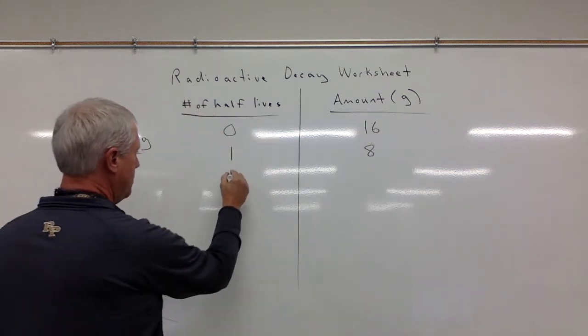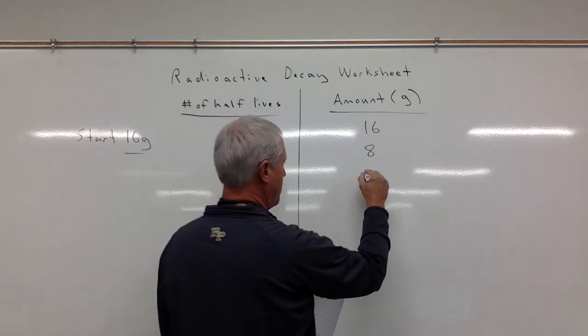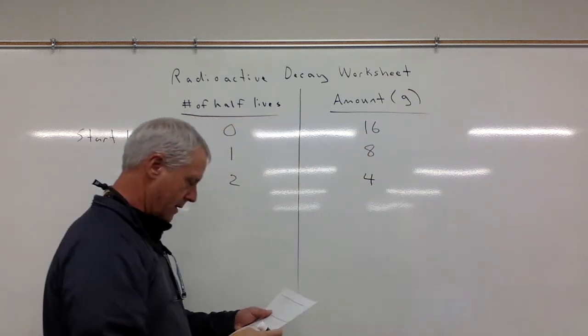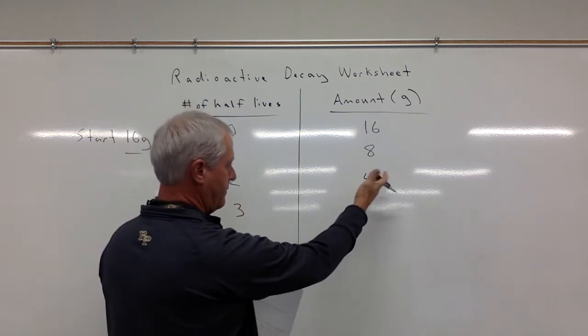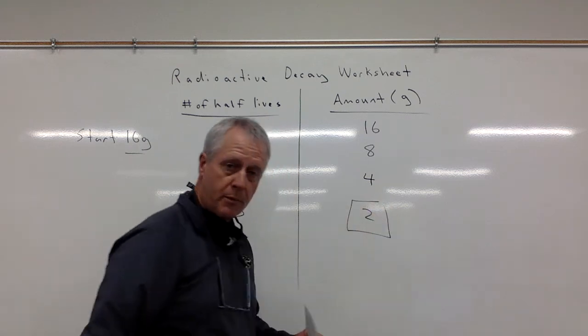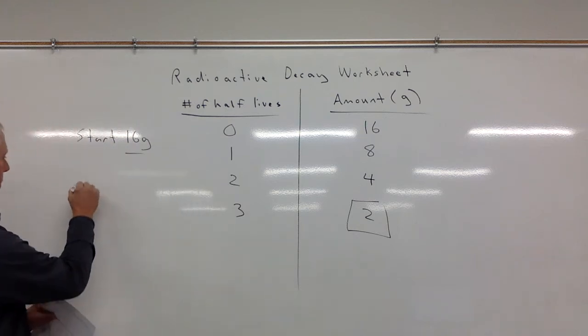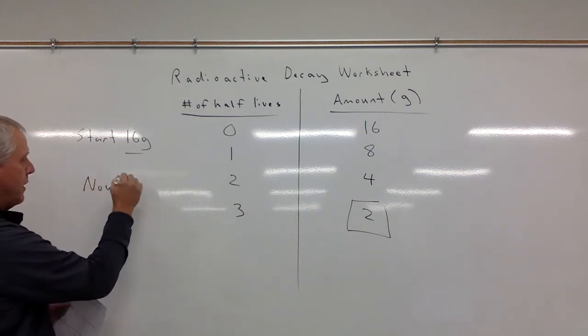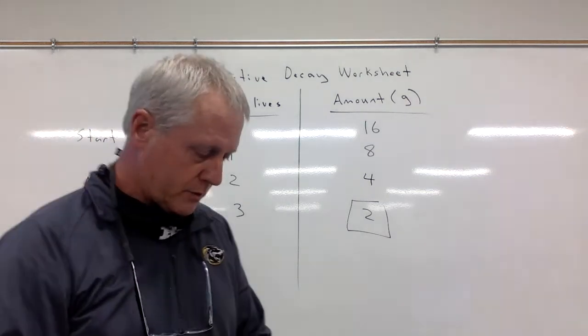And then after 2 half-lives, the 8 then is cut in half, so now we're down to 4. And then after 3 half-lives, we're cutting the 4 in half down to 2. So this then is the solution to that problem. So after 3 half-lives, we would now have 2 grams. Okay, so that was number 7.